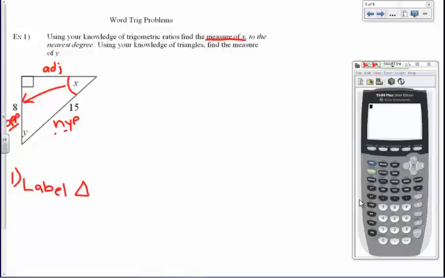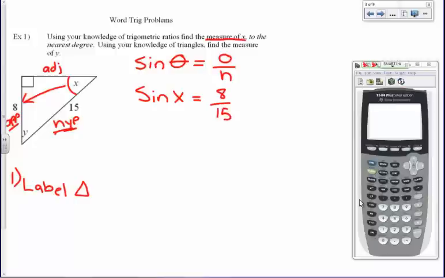We noticed that we have the opposite and we have the hypotenuse in terms of sides given. We remember back that the trigonometric ratio that involves the opposite and the hypotenuse is the sine of theta, in other words, the sine of the reference angle. Since our reference angle has a value of x, we say that sine of x is equal to the opposite, 8, over the hypotenuse, 15.